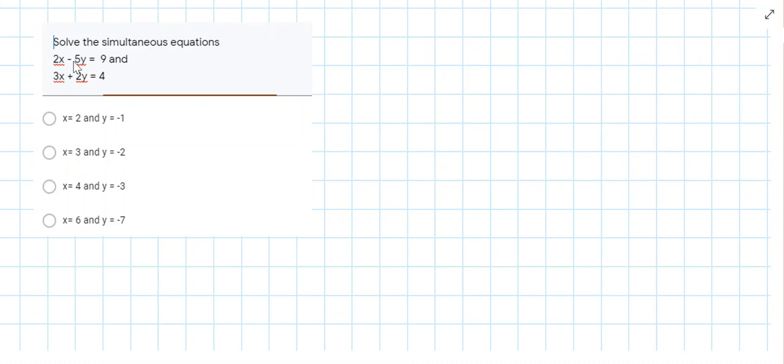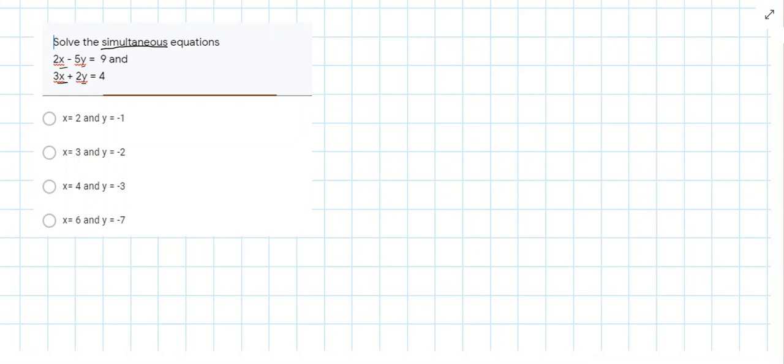So what we have here are two simultaneous equations, and what you're going to have to do is solve for x and solve for y. Now, they're simultaneous because both of them have the same value for x and y. So whatever the value is for x in this first equation, it's going to be the same value in the second equation, and we can use that to solve the equations.